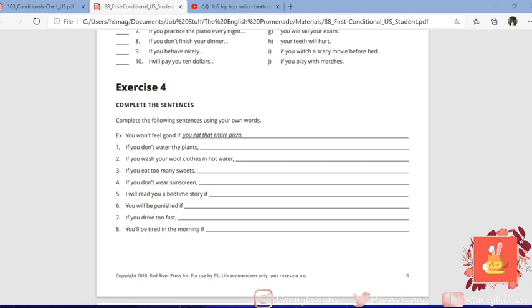And then seven, if you drive too fast, you will hit something. And then you'll be tired in the morning if you sleep too late. So that's fine. Excellent job for everything else there. Or a child spoiled. If a child is spoiled, then they shouldn't even be treated to anything to get burned. There you go, man. To Mariana.